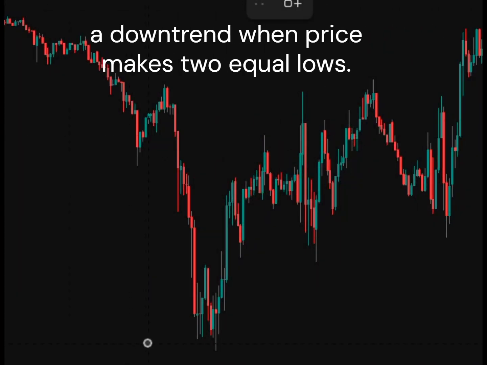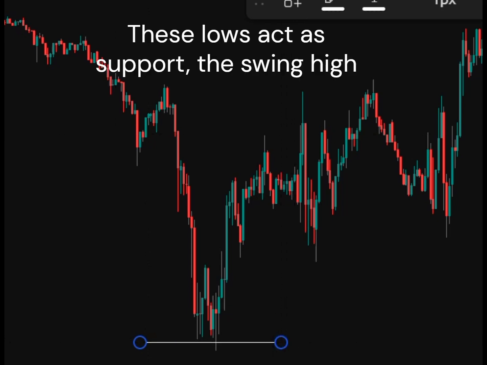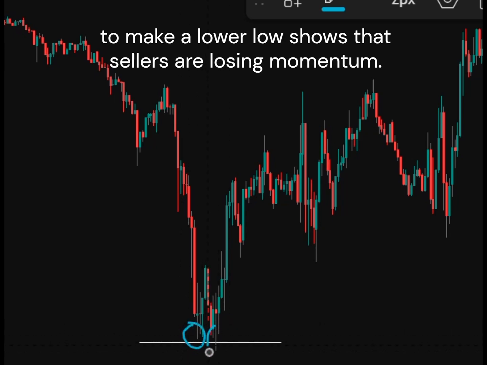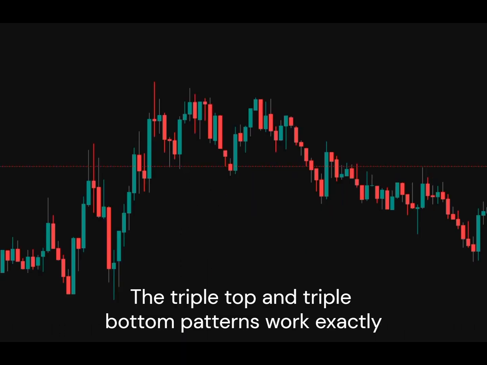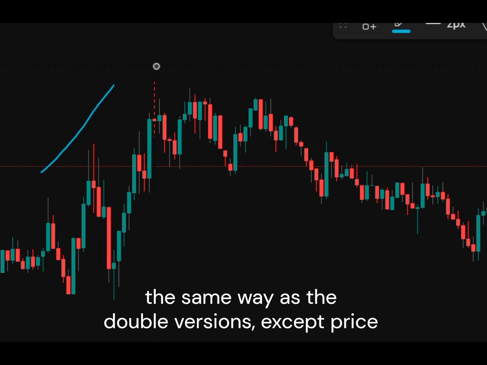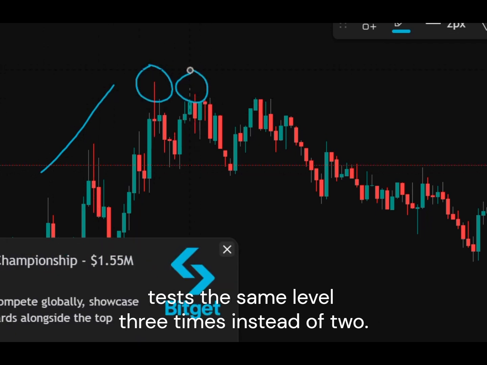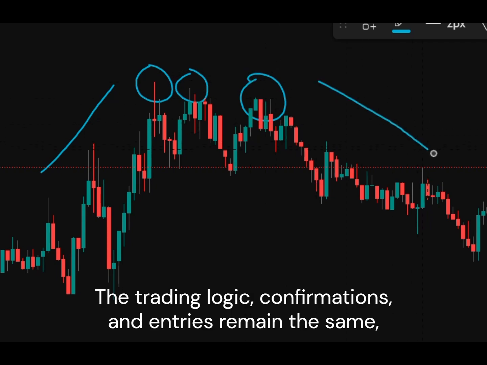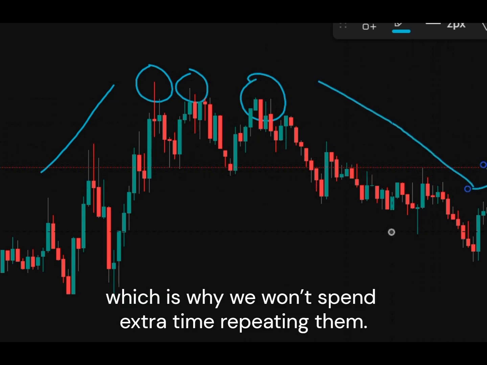It forms after a downtrend when price makes two equal lows. These lows act as support, the swing high between them becomes the neckline, and the failure to make a lower low shows that sellers are losing momentum. The triple top and triple bottom patterns work exactly the same way as the double versions, except price tests the same level 3 times instead of 2. The trading logic, confirmations, and entries remain the same, which is why we won't spend extra time repeating them.